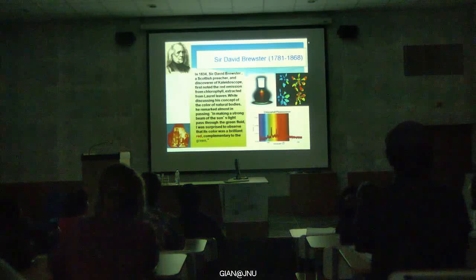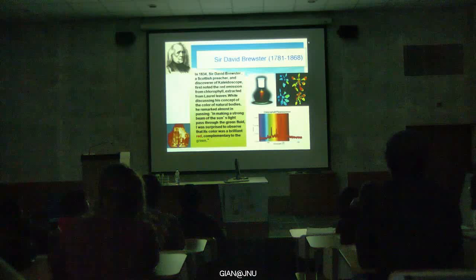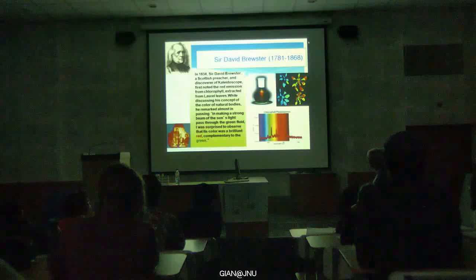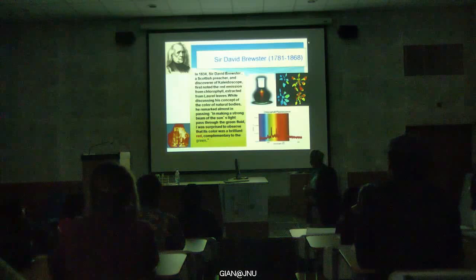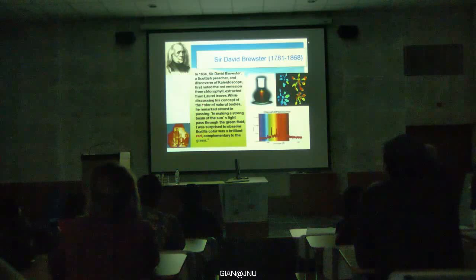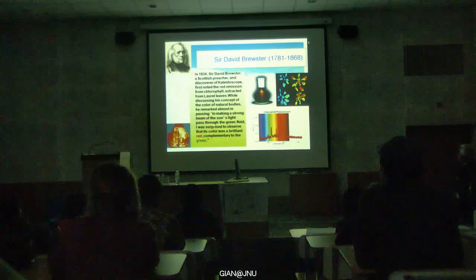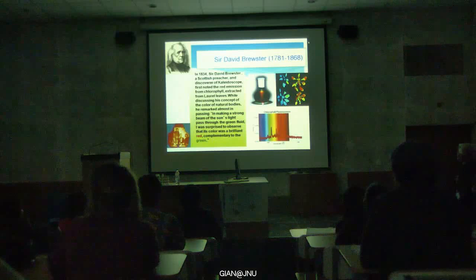and discoverer of the kaleidoscope, you remember. He first noted the red emission from fluorescence extracted from laurel leaf. See, we extracted from spinach, and he extracted it from laurel leaf. While discussing the color of natural bodies, he remarked that on making a strong beam of sunlight pass through the green fluid, he was surprised to observe that its color was a brilliant red, complementary to the green.